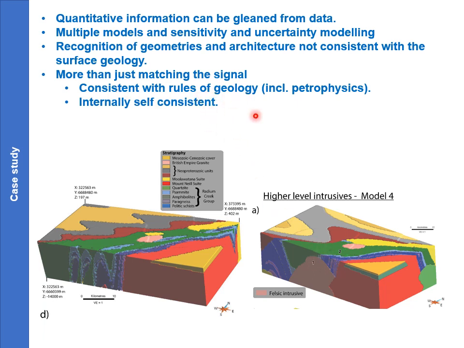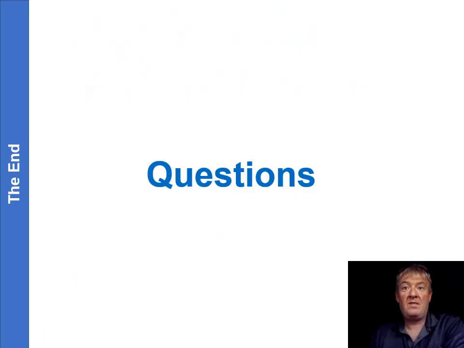There's more than just matching the signal. In this case, we actually had to follow rules of geology. So the three-dimensional model that eventually was created is actually self-consistent with the geological history that is understood from knowledge-based analysis, as well as the signal from the gravity and the magnetic response. And so everything had to be internally self-consistent, including the understanding of the geological history of the region.